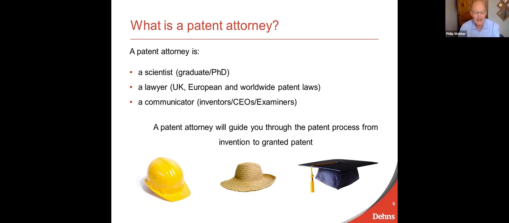And a good patent attorney has to be a good communicator. Who are we talking to? Are we talking to the inventors in their scientific language? Are we talking to the CEOs of companies who want to know, well, when's my patent going to get granted and how much is it going to cost? Or are we talking to the patent office examiners in their legal language and arguing with them in order to get the patents granted? So we wear a number of different hats, and so we have to remember who we're talking to at any particular time.